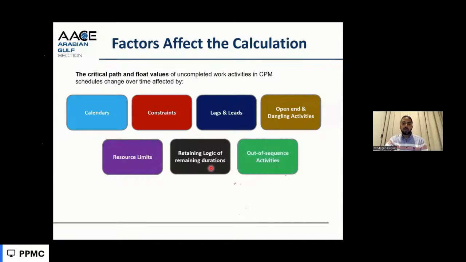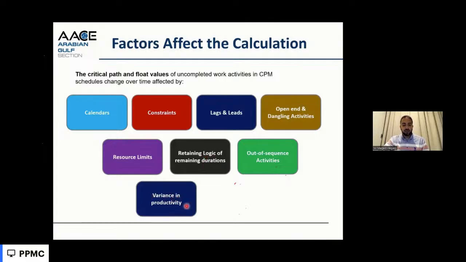The logic of the remaining durations. If we start some activities out of sequence, because the logic of these activities was soft logic, they could start before their relationship on the program, out of the planned sequence. So this activity started early and is partially completed. The remaining duration of this activity will either keep the same logic as for its predecessor, or it can proceed without waiting for the predecessor. So this out of sequence and retained logic affects the calculation of the critical path.